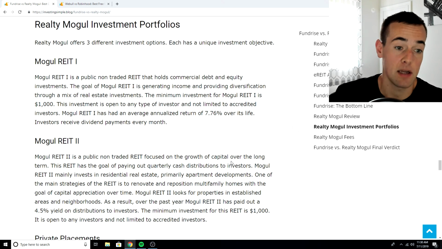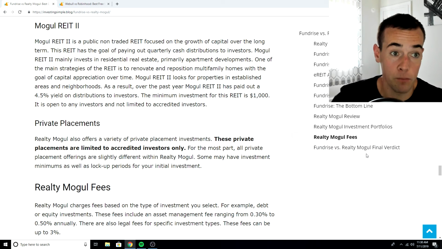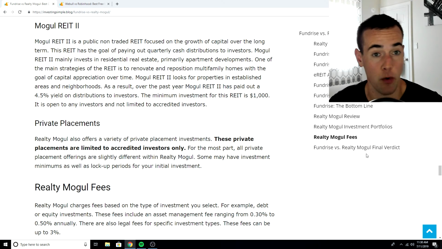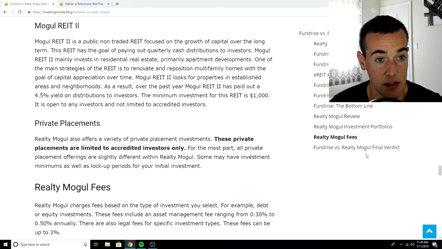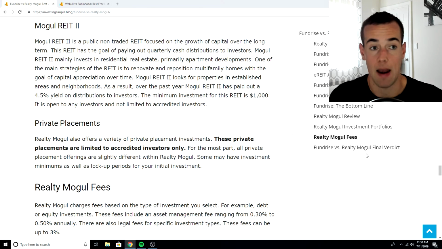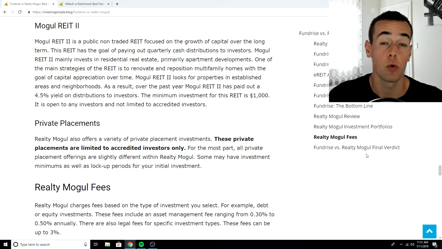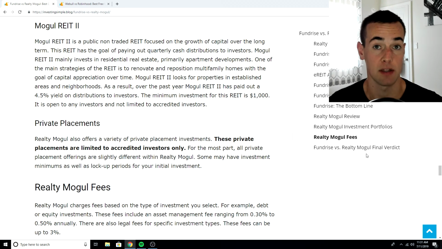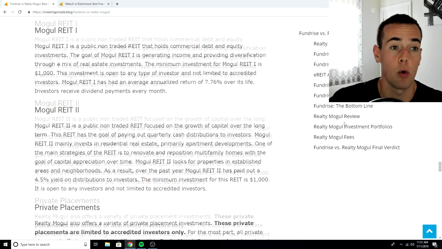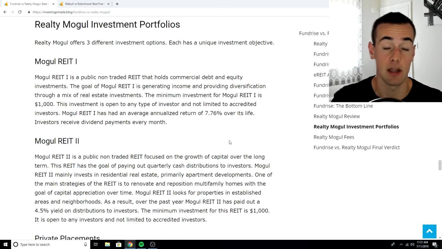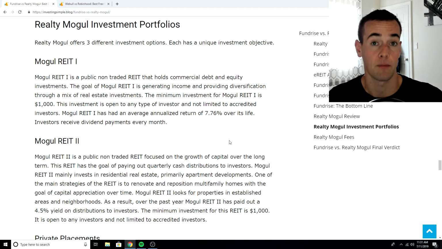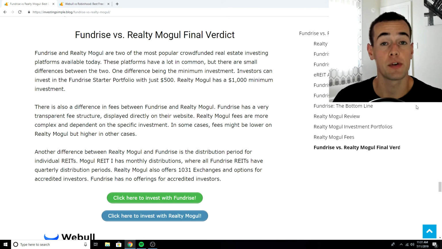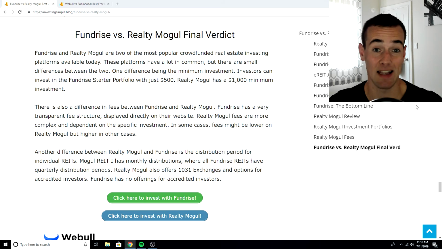Now we'll go into some details on the Mogul REIT 2 portfolio. Mogul REIT 2 is a public non-traded REIT focused on the growth of capital over the long term. The REIT has the goal of paying out quarterly cash distributions to investors. So remember when I said earlier, depending on which REIT you pick, Mogul REIT 2 is not focused on income. As a result, they're only paying those distributions on a quarterly basis. Whereas with the Mogul REIT 1, they are going to be paying those dividends every single month because of the emphasis on income. So overall, those are the differences between investing in Fundrise and Realty Mogul.